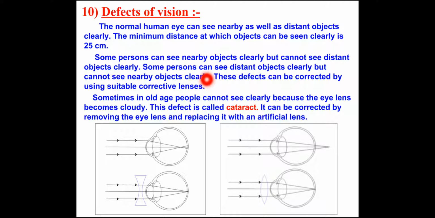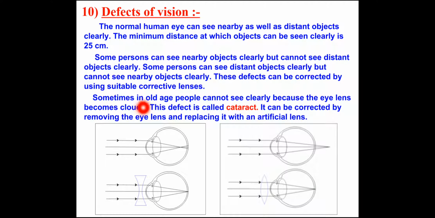So these defects can be corrected by the doctors, eye specialists. But how? By using corrective lenses. They give the person the corrective lens and they are able to see the distant object as well as the close object.